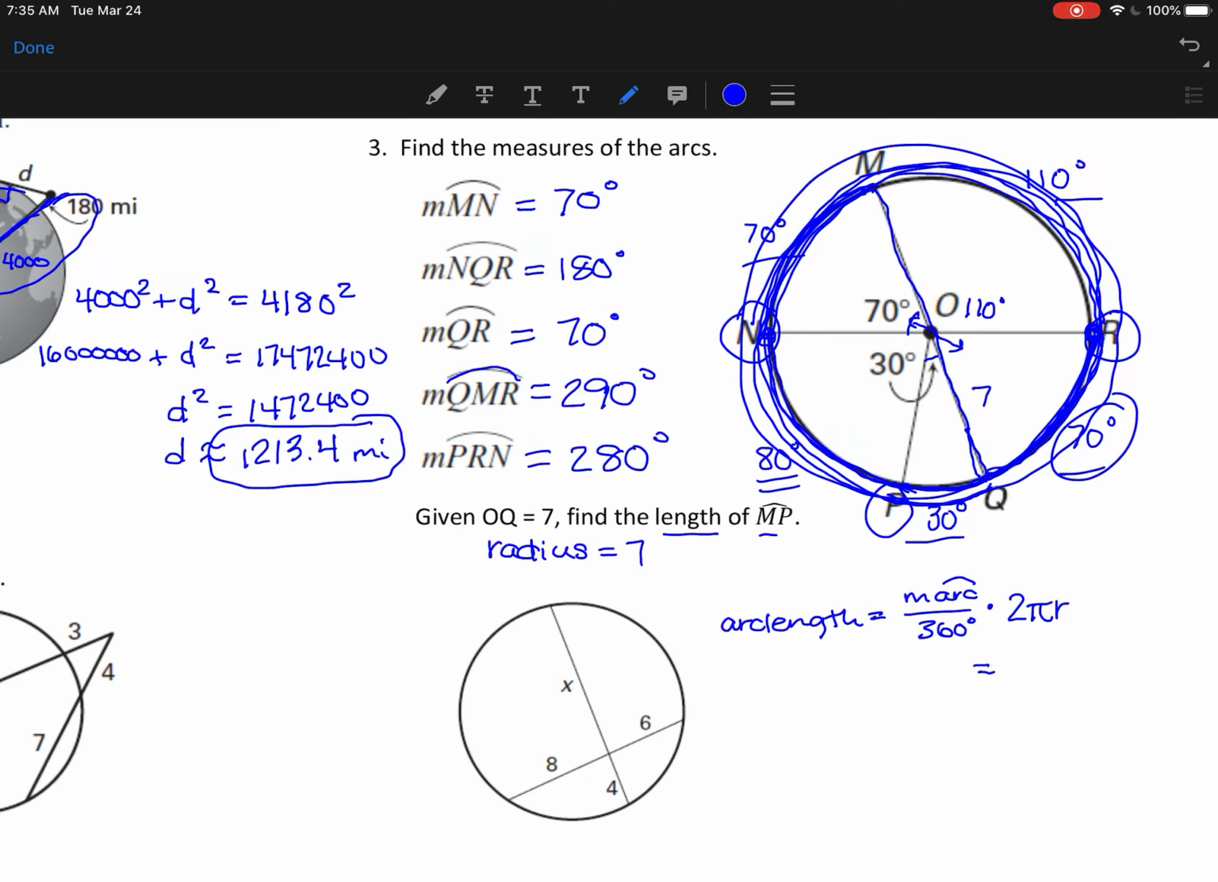What are we finding? Oh, MP. M to P. Is that 150 degrees from M to P? 150 over 360 times 2 pi 7. And just type that in, rounding to the nearest tenth, 18.3.